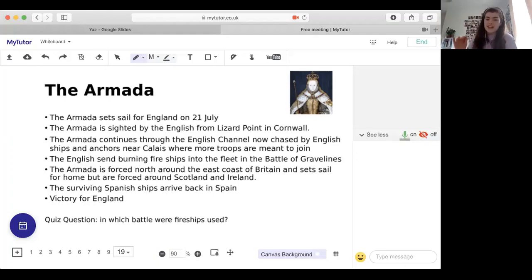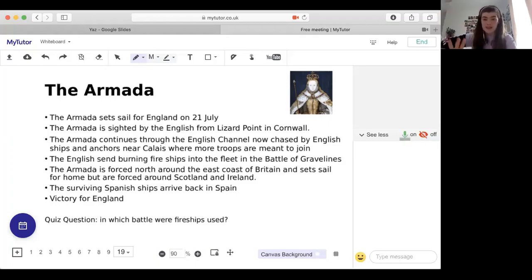The Armada is then, as a result of the fire ships and all of the fighting, forced north around the east coast of England, and the English fleet turn back after food and ammunition supplies run low, and the Armada sets sail for home, but they're forced around Scotland and Ireland.